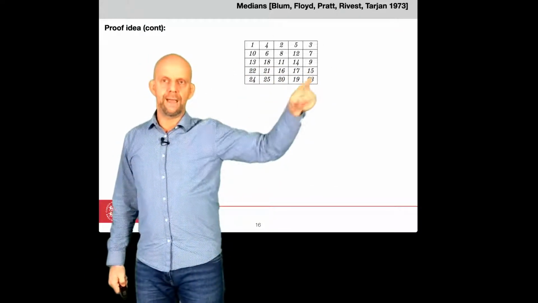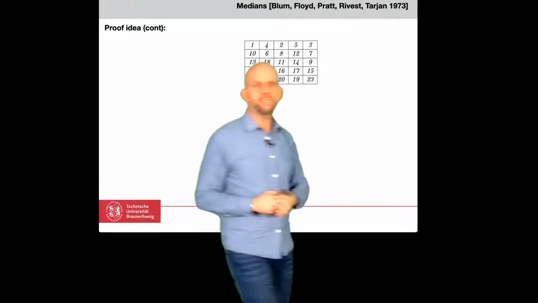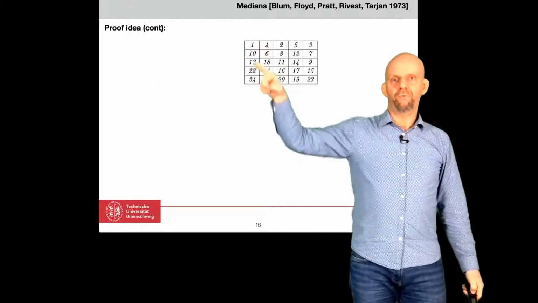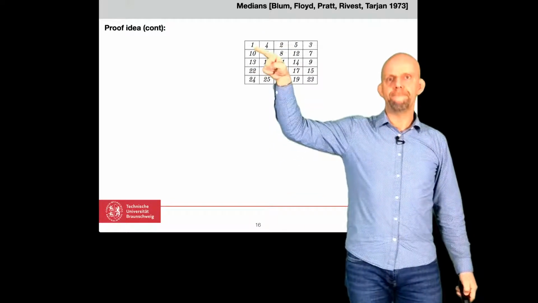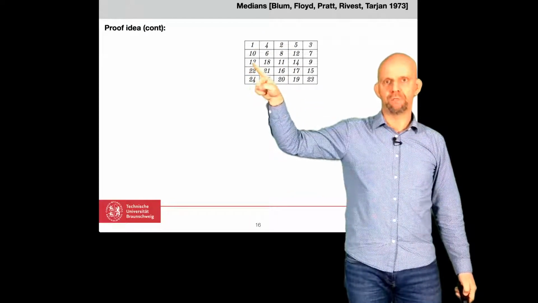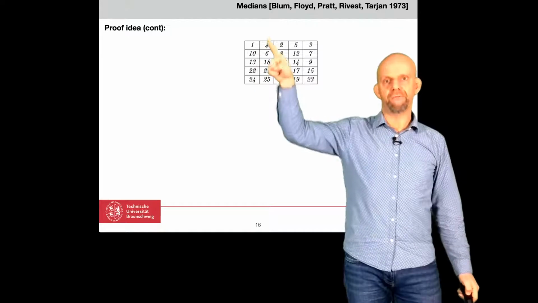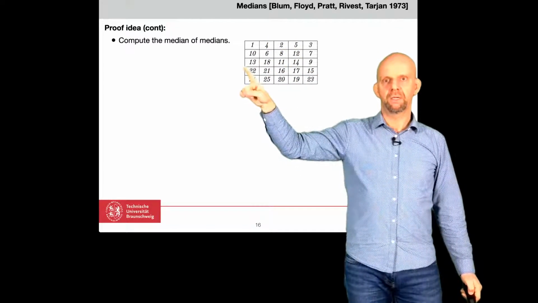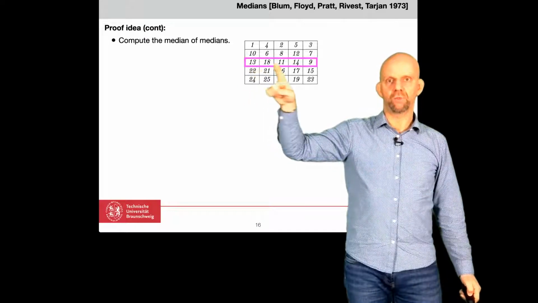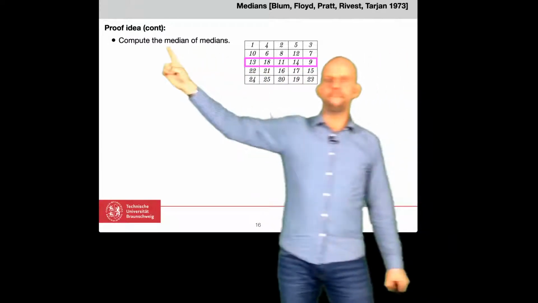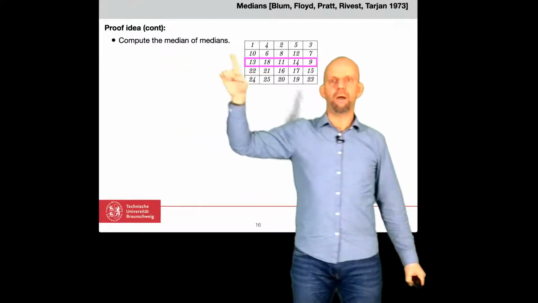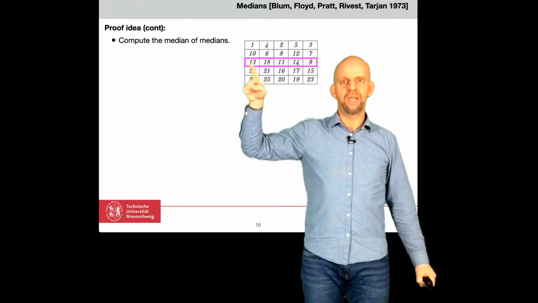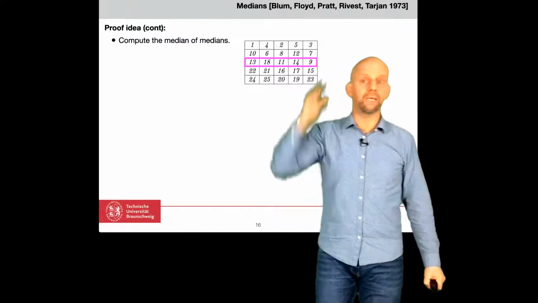Now comes an interesting step, because this is actually something where we use recursion. You see, with these sets of 5, you have a middle number. That middle number is a median of each set of 5. Here we have it. And now you compute the median of the medians. So look at all these middle numbers, and for those you compute the median.